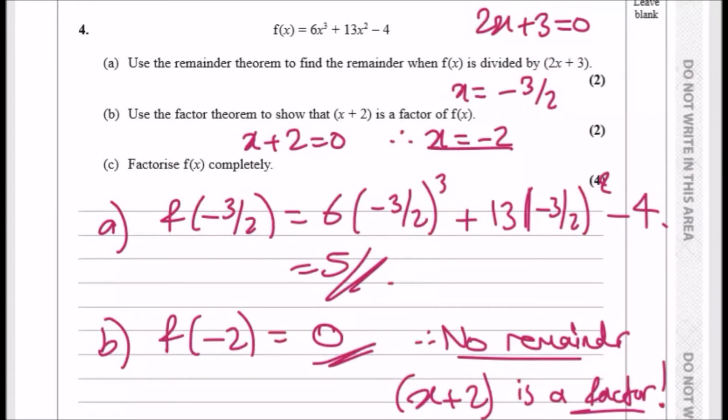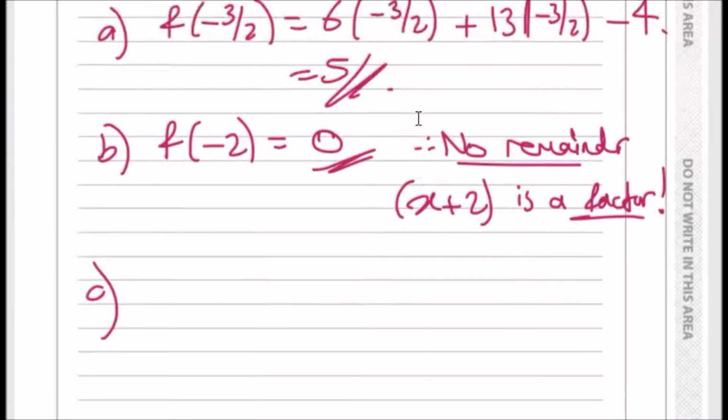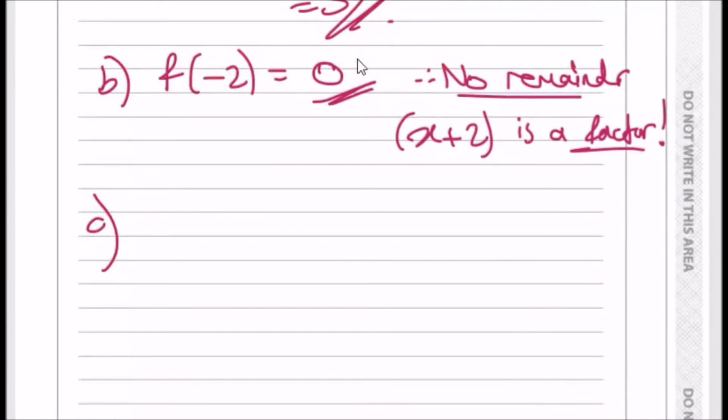Now, C is quite obvious. We need to factorize f(x) completely. You could use long division, totally up to you. So I'm going to go ahead and use long division. Okay, so let's do this. Let's see, x plus 2 into that. This is just going to take a while, so let's quickly write it down.